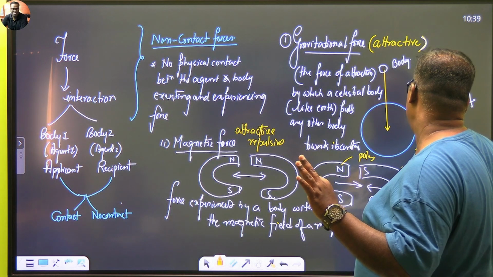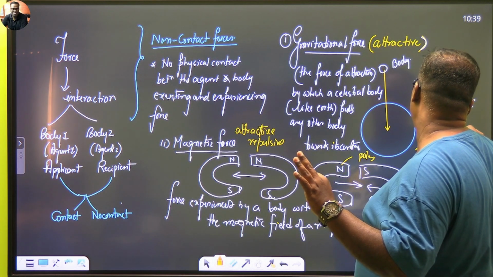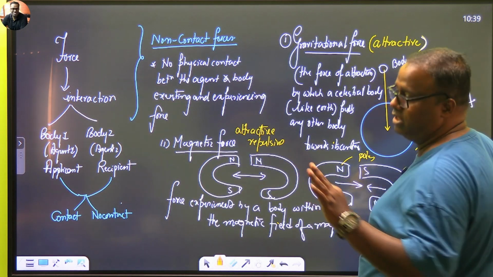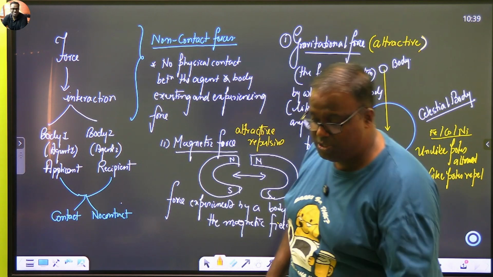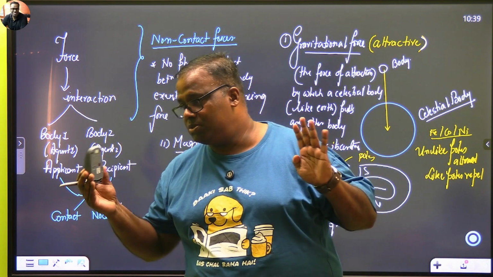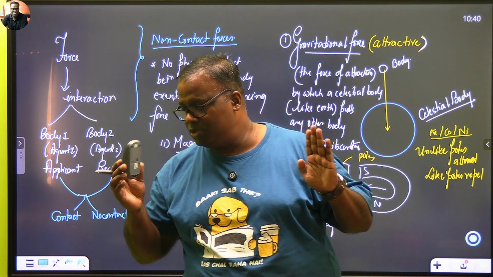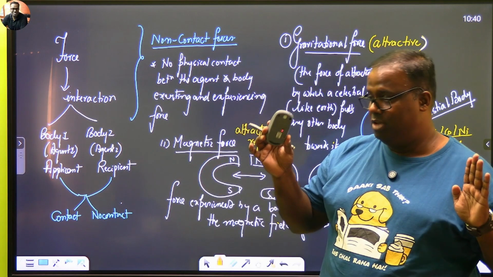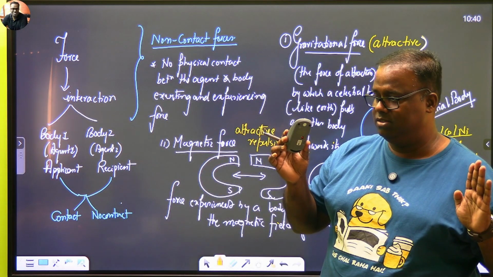Iron means Fe, cobalt Co and nickel. Magnets are made only from these three. When I bring a substance near a magnet which is magnetic, it is not a magnet, but it has a magnetic property. Are you understanding?